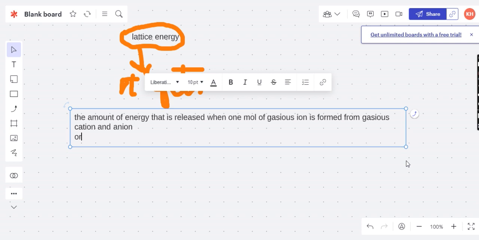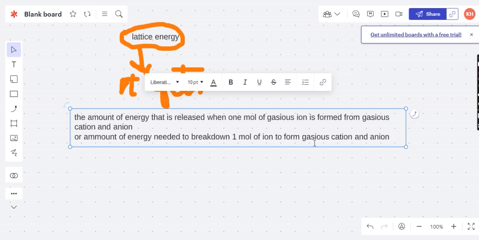Or the amount of energy that is needed to break down 1 mole of an ionic compound to form gaseous cation and anion. So, the amount of energy that is released when 1 mole of ionic compound is formed from gaseous cation and anion, or the amount of energy that is needed to break down 1 mole of ionic compound to form gaseous cation and anion.